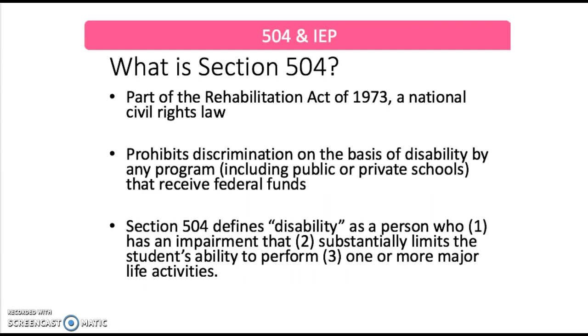504s are part of the Rehabilitation Act of 1973. 504s prohibit discrimination on the basis of disability by any program, including public or private schools, that receive federal funds. Section 504 defines disability as a person who has an impairment that substantially limits the student's ability to perform one or more life activities. When eligibility is determined for a 504, the team must look at all three of these prongs to determine if a student is eligible.